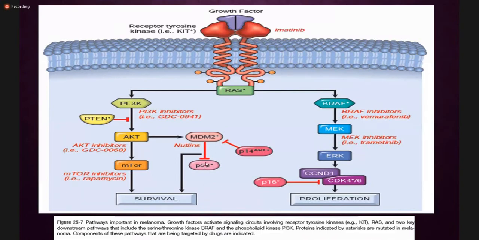Components of these pathways are being targeted by drugs, as indicated. So you can see there are a number of drugs used in melanoma which can inhibit the growth of melanoma cells. The important one is imatinib, which has now been used for 15 years for the treatment of melanoma. It inhibits the tyrosine kinase receptor and inhibits the growth of the melanoma cells. Some of the drugs are used along the PI3K pathway, and some, like BRAF inhibitors and MEK inhibitors, are used to inhibit cells along this pathway.